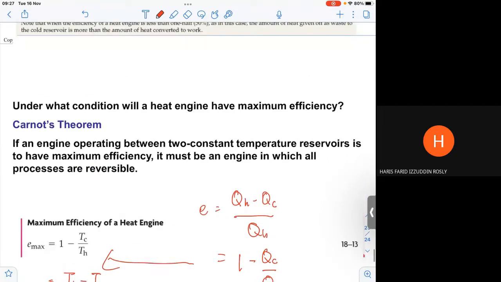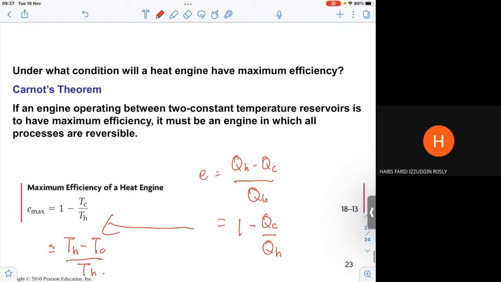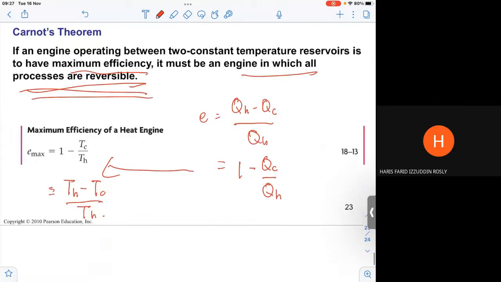Okay, so that is what they call the Carnot theorem. If an engine operating between two constant temperature reservoirs is to have maximum efficiency, it must be an engine in which all processes are reversible. Reversible means it can repeat its cycle again and again. So that is how they get the Carnot cycle. If an engine operating between two constant temperature reservoirs is to have maximum efficiency, it must be an engine in which all processes are reversible.